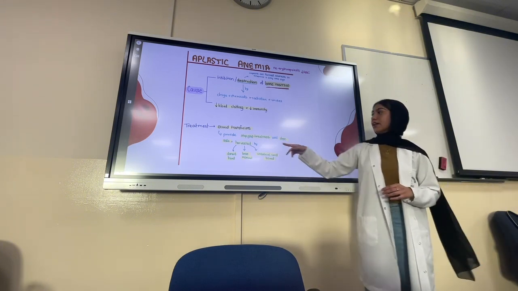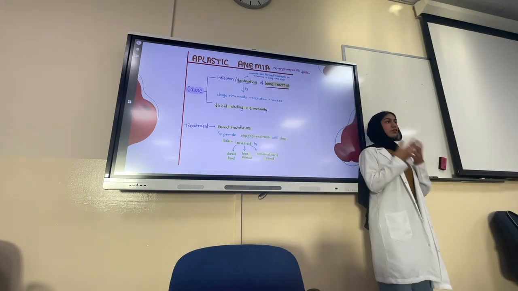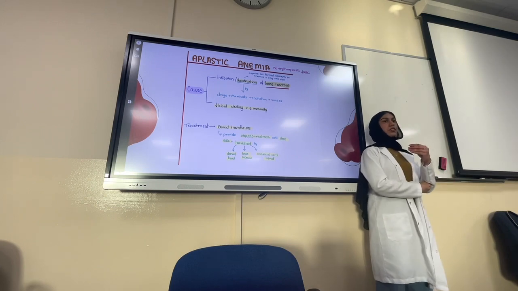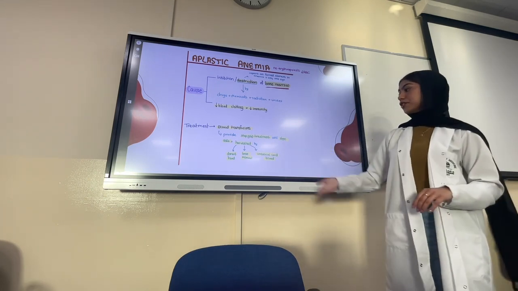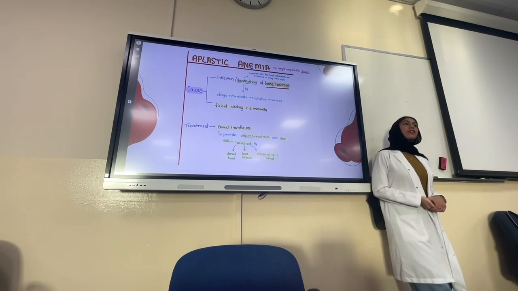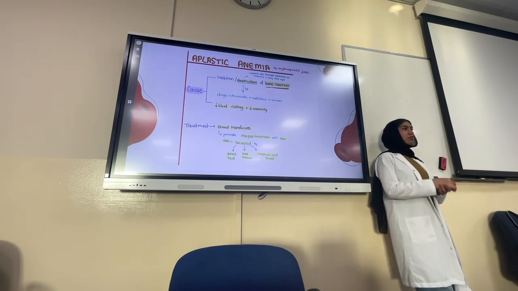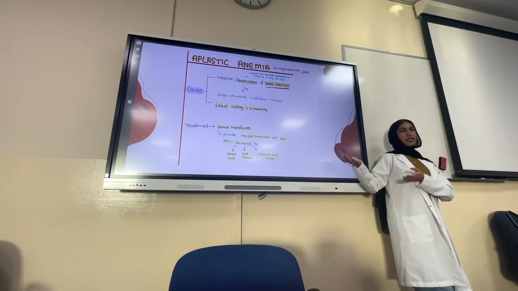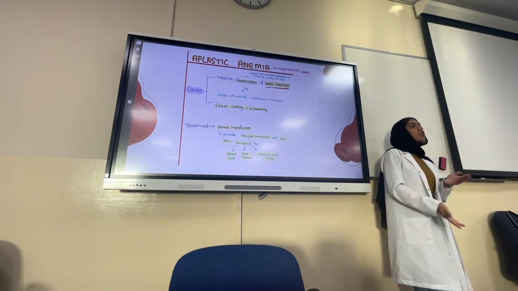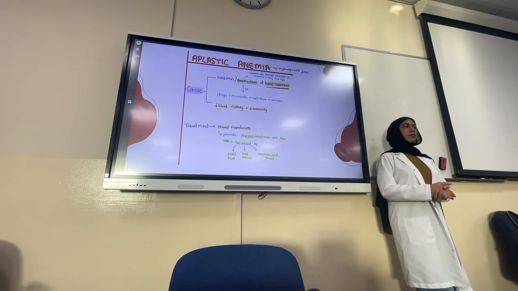Okay? Now, the treatment would be? Blood transfusions, right? You would give the person blood transfusions, and usually what you do is you give them hematopoietic stem cells. Why am I giving them hematopoietic stem cells? Because their bone marrow is basically being affected here. So we can give them their own stem cells. We can give them harvested stem cells, etc.